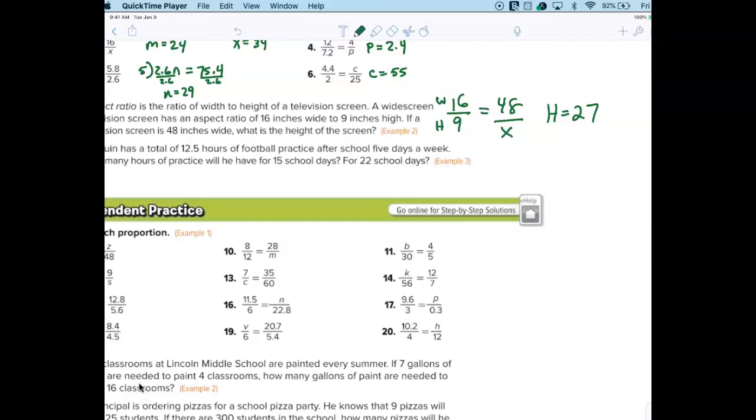27. Tell them what a unit is. 27 inches. Now, why do I say 27 inches? Because the height is measured in what? In inches, guys. That's all. I want the units. I want the units.